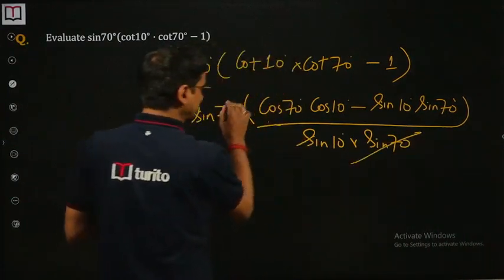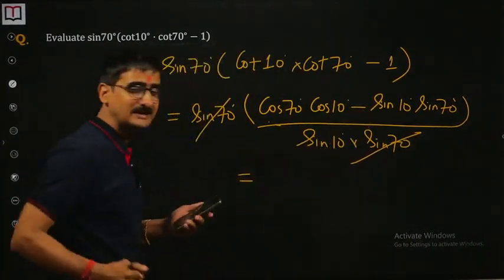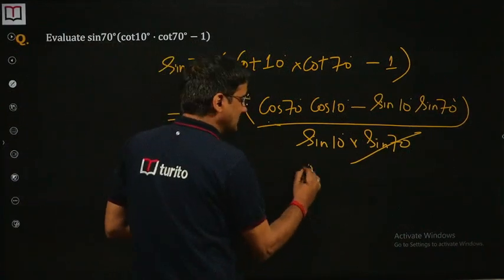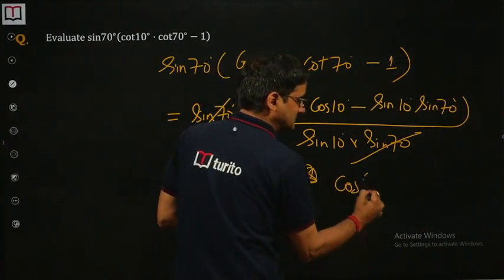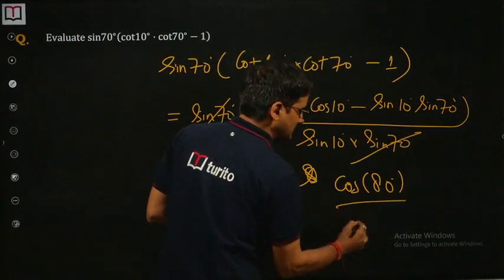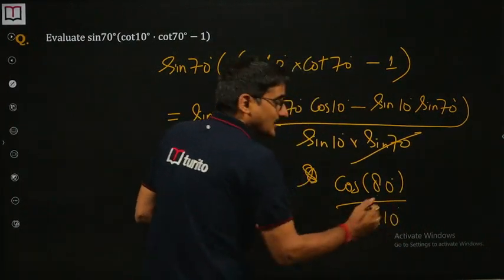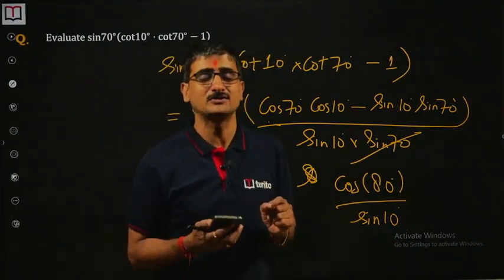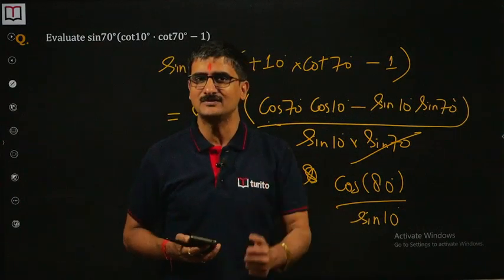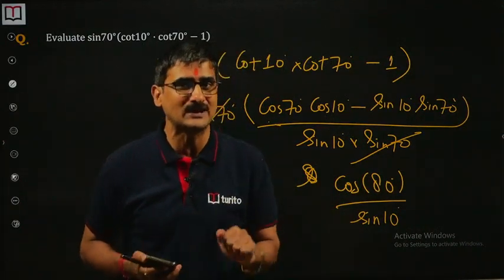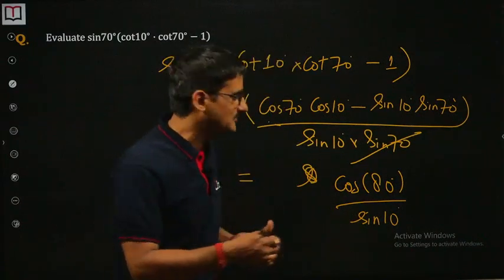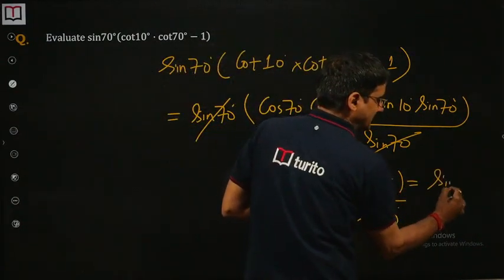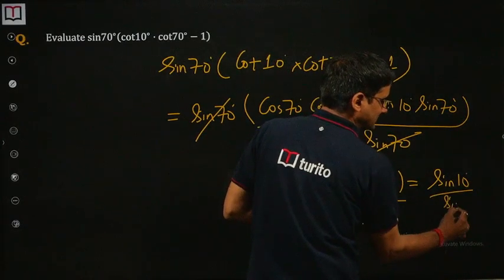So these two terms get cancelled, and this is the direct formula: cos A cos B minus sin A sin B is cos of A plus B. So it's cos of 70 plus 10, which is cos 80 degree upon sin 10 degree. Now we know that 80 degree and 10 degree are complementary angles, so they add up to give 90 degree. And for a complementary pair of angles, sine of one is equal to cos of another. So this is nothing but sine 10 degree upon sine 10 degree. So the answer should be 1 here.